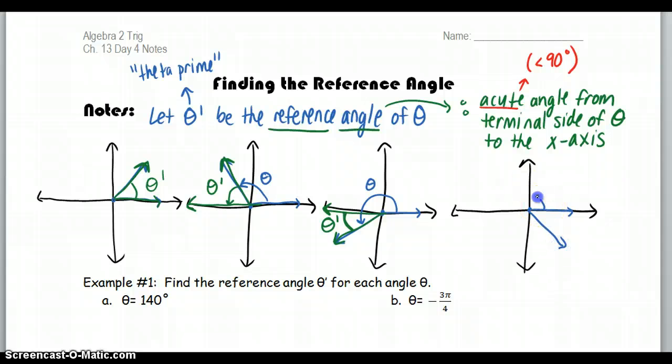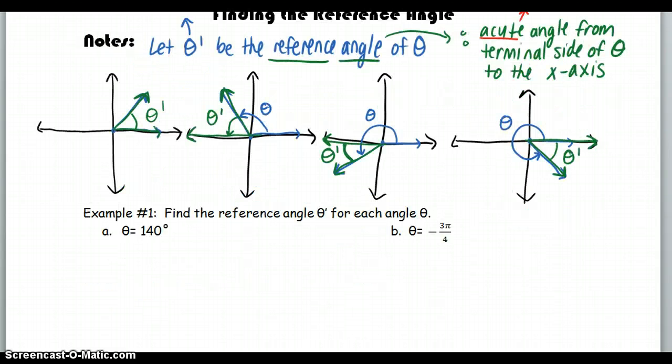Alright, the last one here, let's check an angle in quadrant 4, which is right here. So say I had this angle as my theta. Well, once again, our reference angle is from the terminal side to the x-axis. So that's this angle right here, so we would call that our theta prime. And we're going to be able to find these theta primes relatively easily just by taking whatever our x-axis angle is and subtracting the terminal side, or the original angle theta. So let's try some examples.